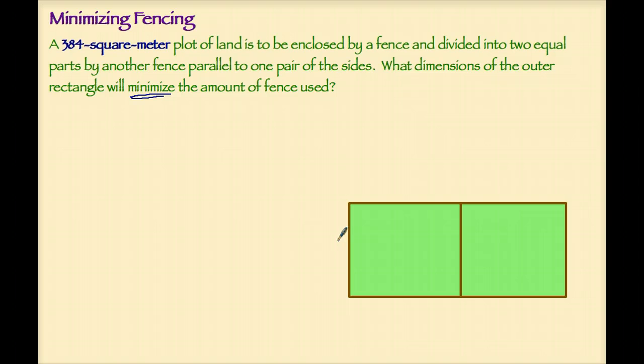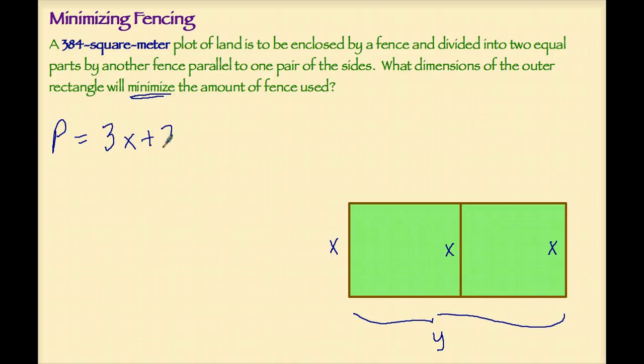So as we set up this equation, let's label the short side of this rectangle X. But of course that means we have three lengths of fencing that are that length. And then we'll label the long side of the rectangle Y. So the equation that we want to minimize, which represents the amount of fence that's going to be used for these two pens, is 3x plus 2y.